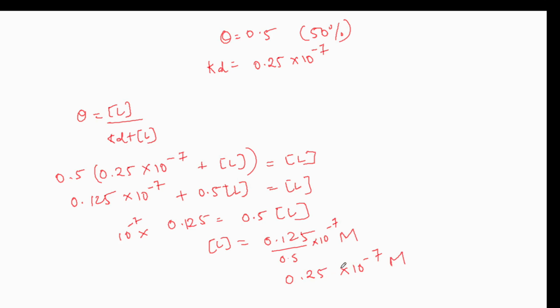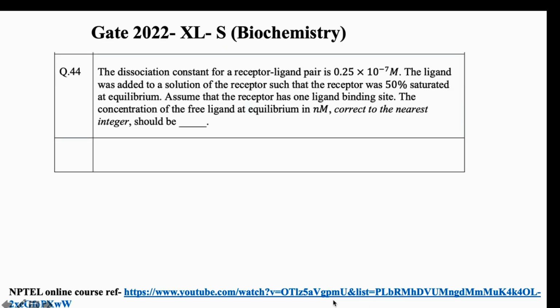If we want to convert into nanomolar, it will become 25 nanomolar, right? This conversion is correct. Nano is 10 to the power minus 9, so if we add 2 more zeros, it will become 25 nanomolar. Everybody got it? So the answer in nanomolar is 25. The free ligand concentration is 25 nanomolar.